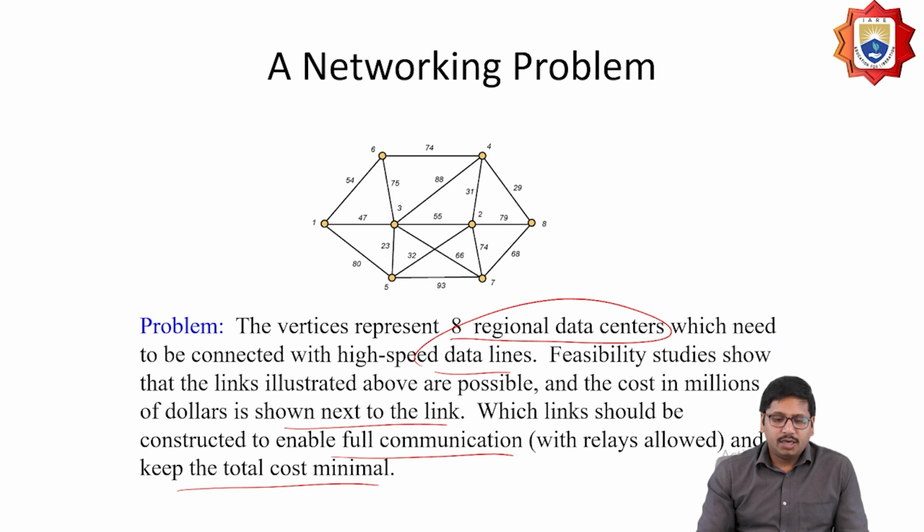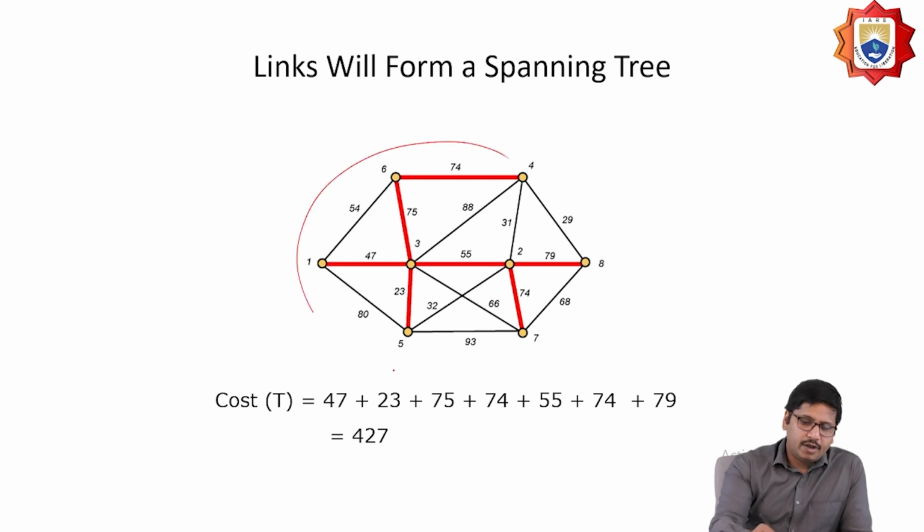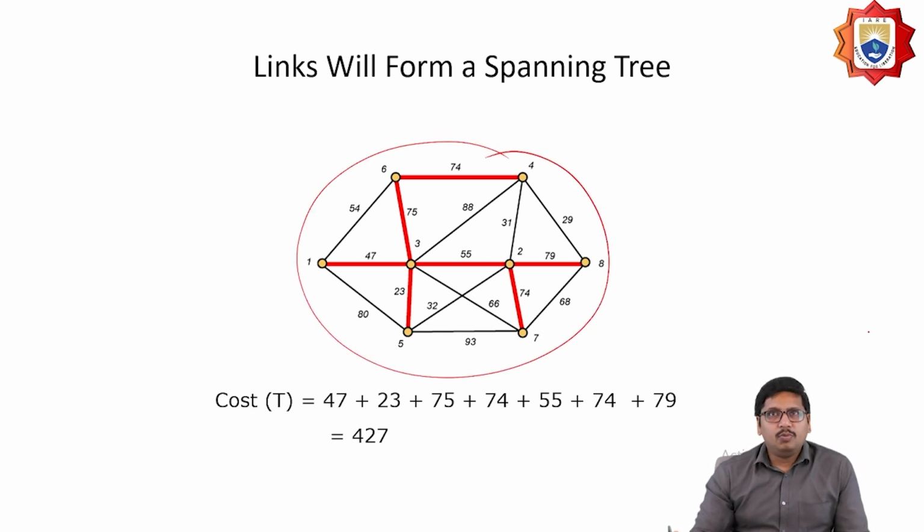So the problem is that we are going to have the vertices as different cities, which are 8 regional data centers, to be connected with high-speed lines, and the cost of these high-speed lines is in millions of dollars. So how can I do that? Which links should be enabled in order to make full communication and keep the total cost minimum? And so this is the final output of this problem.